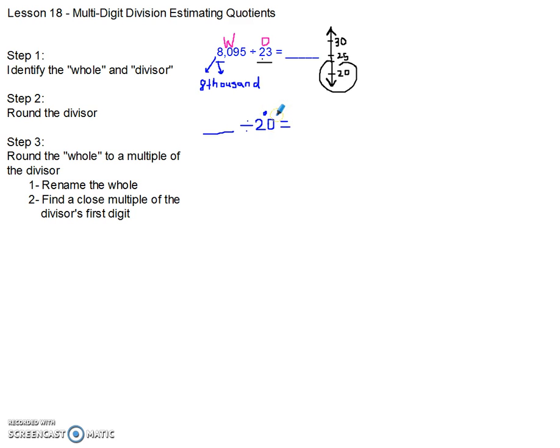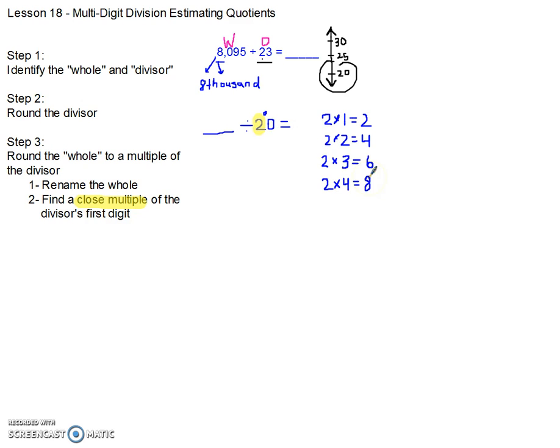Step 2 is we want to find a close multiple of the divisor's first digit, and our divisor's first digit is 2, so we're going to be doing multiples of 2. And multiples of 2 would look like 2 times 1 equals 2. And we would continue on down multiplying by 2, which would equal 4. Then we move to 2 times 3, which is 6. And 2 times 4 is 8.